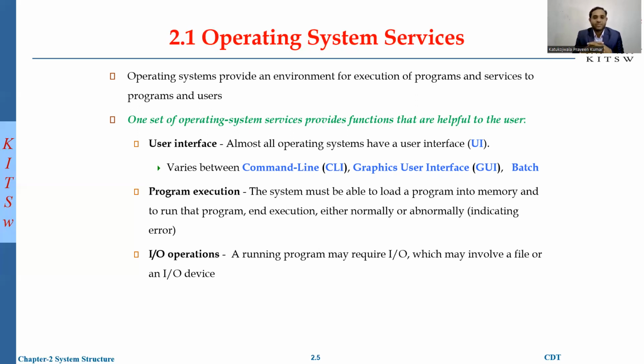IO operations. A running program may require input-output, which may involve a file or a device. For example, if I am dealing with this class, I am using my keyboard and my mouse as input, and there are output devices. I am also taking the web camera and my internet. These are the input devices and input operations I am doing.